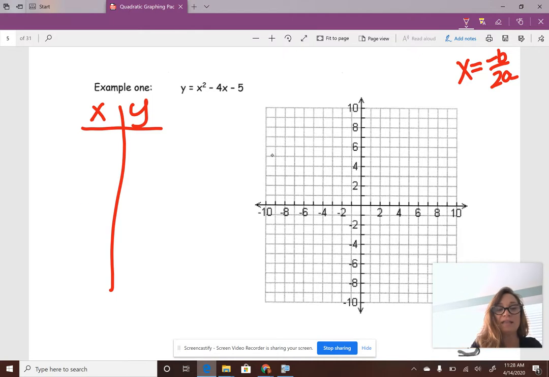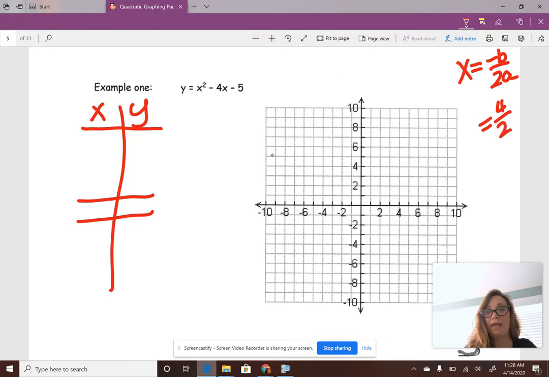And I always like to have that as my middle number on my chart, because you'll notice that there's symmetry about that point. So if I do x is equal to negative b over 2a, the negative of negative 4 is 4, and 4 divided by 2 is 2, so x equals 2, which means I'm going to use 2 as my middle number. Okay, and you can use your graphing calculator.